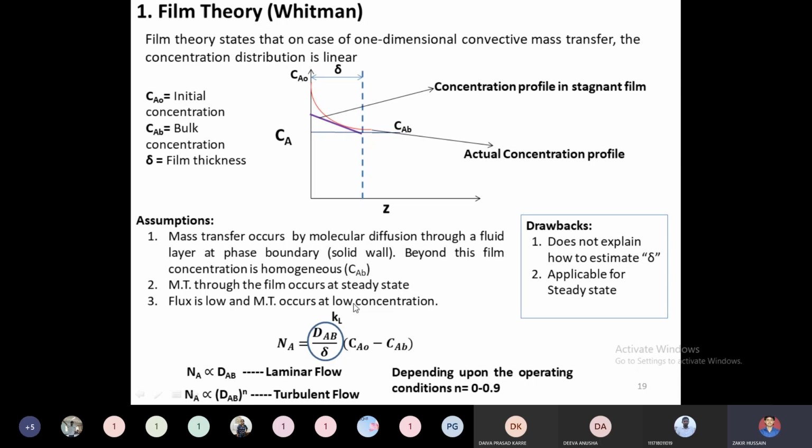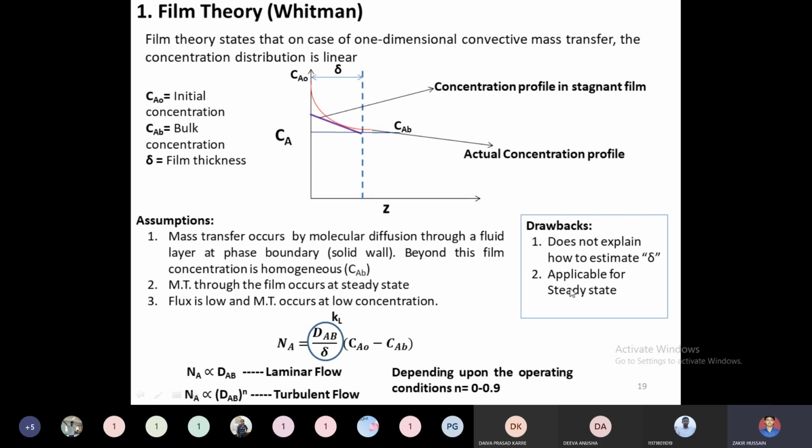This is the first theory that described the mass transfer operation as taking place through a film. It has a drawback: he doesn't describe how to estimate this delta quantity. Still now we don't have a certain procedure to calculate this delta. That's the drawback for this film theory. The next drawback is that this theory is only applicable at steady state. See here the drawbacks I have written. The theory doesn't explain how to estimate the film thickness delta, and another drawback is that it is only applicable for steady state conditions.